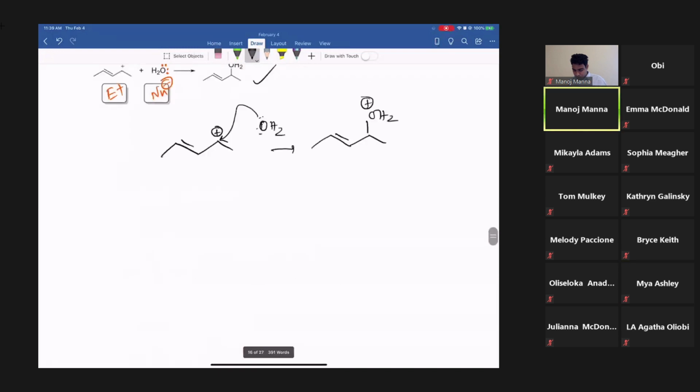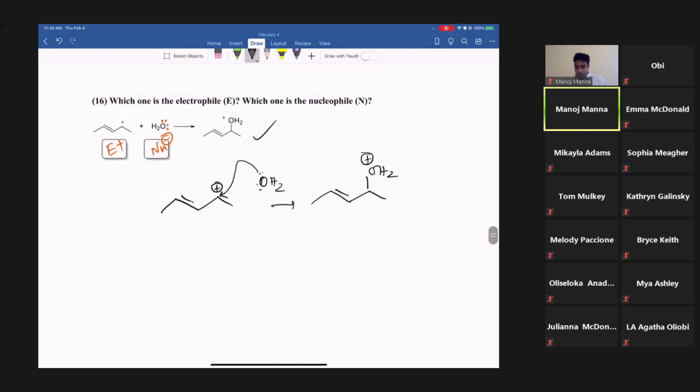This is a pretty good example: if you have a positive charge on carbon and water, the left one is the electrophile and the right one is the nucleophile. Now we can see the mechanism of how we got this one. I'm also showing why the arrow goes from the oxygen lone pair toward the electron-deficient position and not the opposite way, because the electron-rich side is the oxygen, or water. Make sense, everybody? Any questions so far?